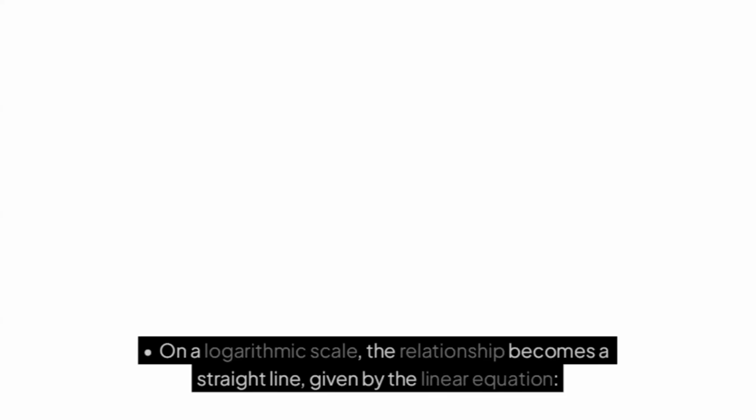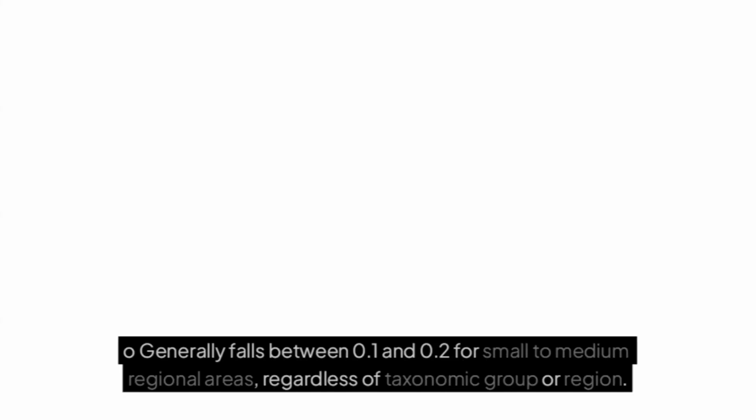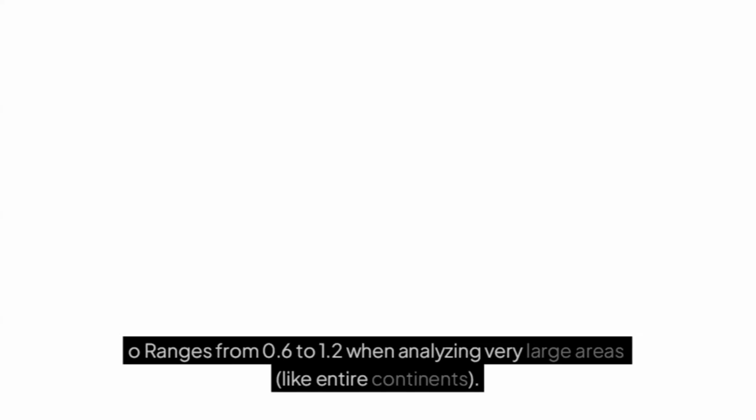The value of Z generally falls between 0.1 and 0.2 for small to medium regional areas, regardless of taxonomic group or region. Z ranges from 0.6 to 1.2 when analyzing very large areas, like entire continents. For frugivorous birds and mammals across tropical forests of different continents, Z equals 1.15.